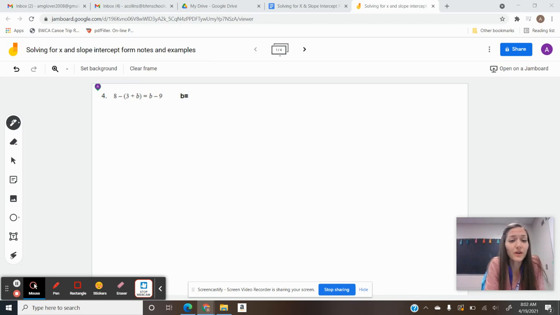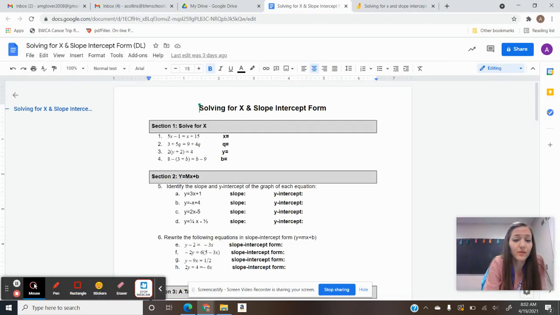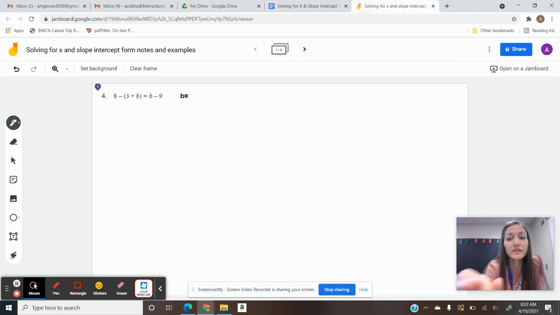Hey guys, so we are going to go back to this solving for x. It's in section 1 of your solving for x and slope-intercept form assignment posted on Google Classroom this week. And we're just going to kind of review and step it up a notch. Before we do that, I want to review just the order of operations.